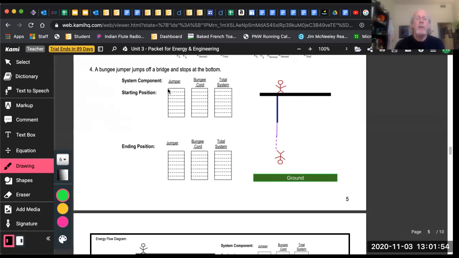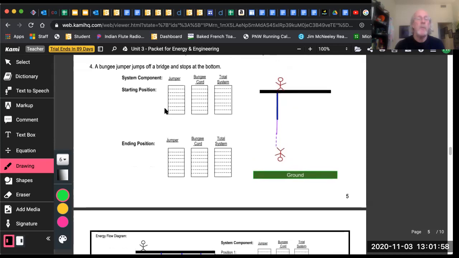So let's take a look at this system the way we did these previous ones in a before and after situation. So I'm going to start out here and I'm going to say our red is our potential energy. So our jumper has potential energy. No kinetic because they're just standing up there. No elastic because the bungee cord has not stretched.